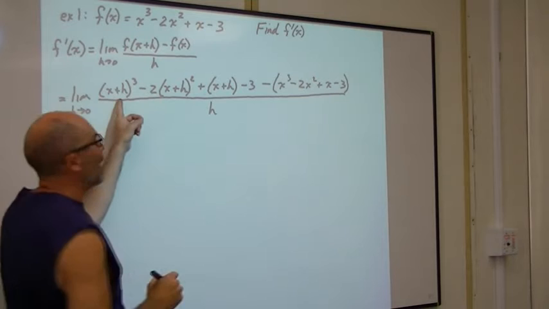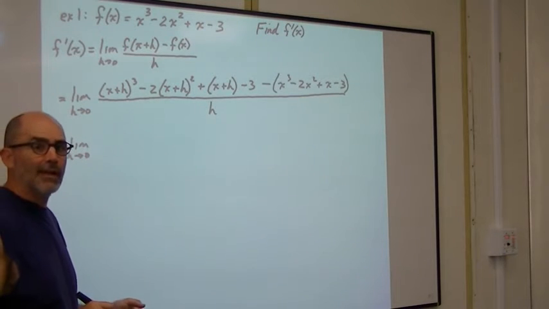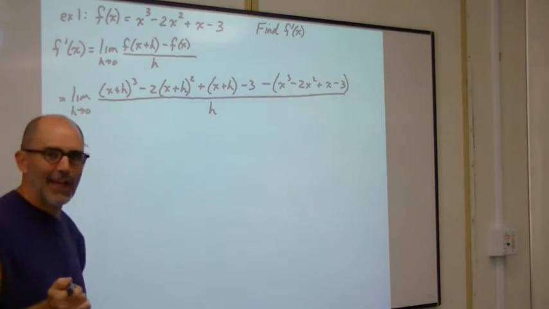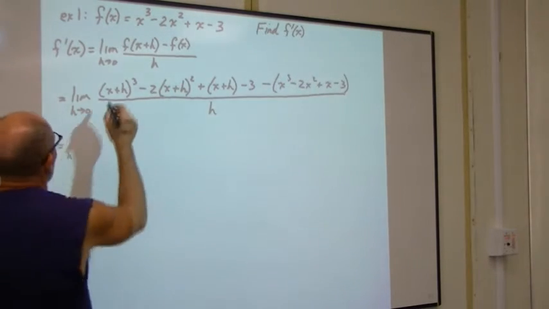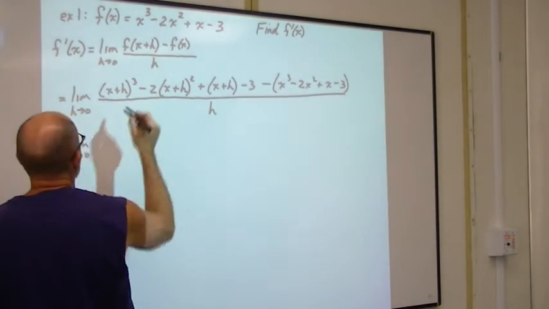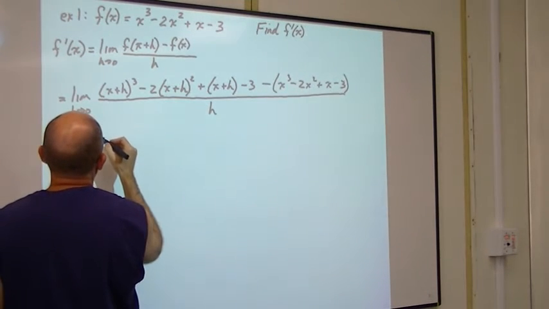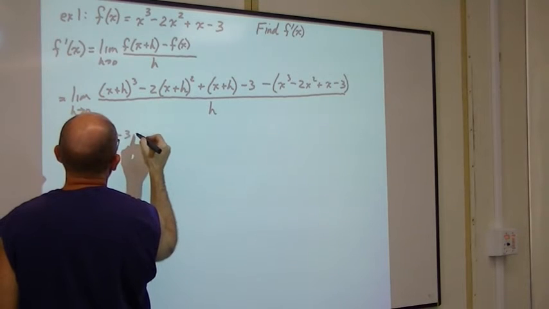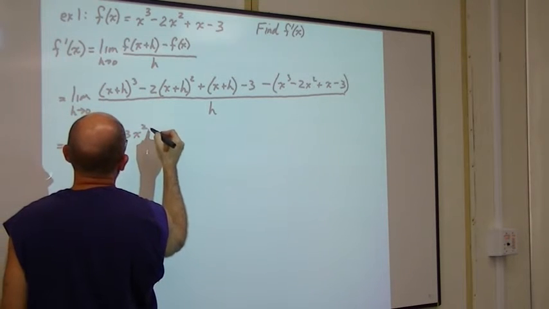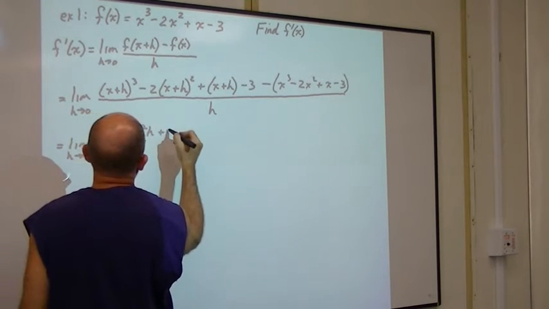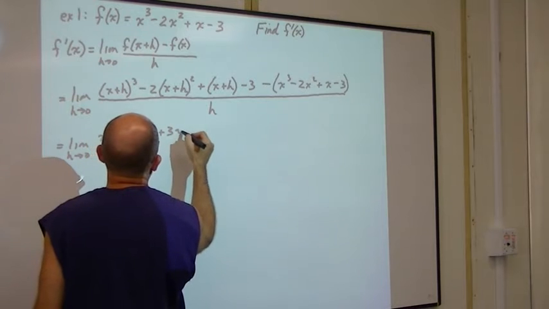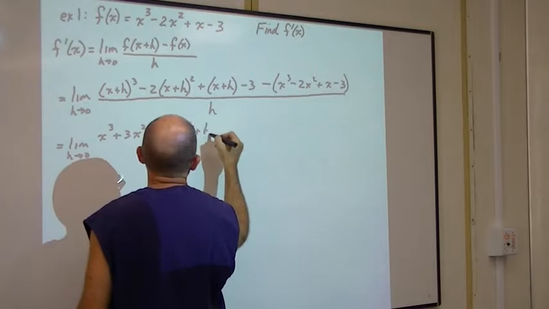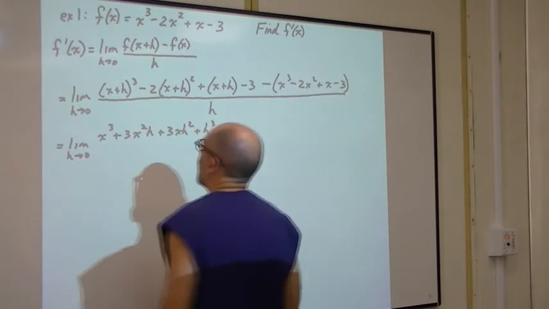Okay, we have to remember how to expand a cubic. Well, good thing you guys had an excellent Algebra 2 teacher. So (x + h) cubed is x cubed plus 3x squared h plus 3xh squared plus h cubed. Remember how that worked?